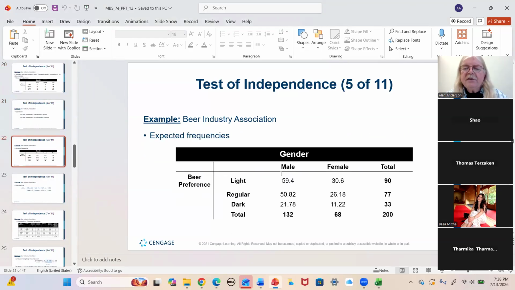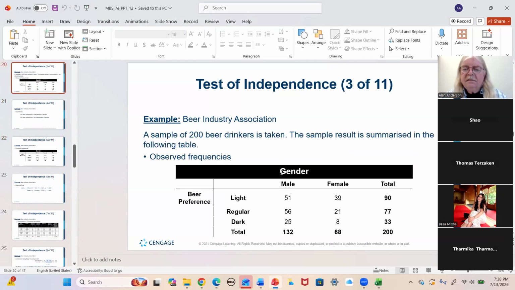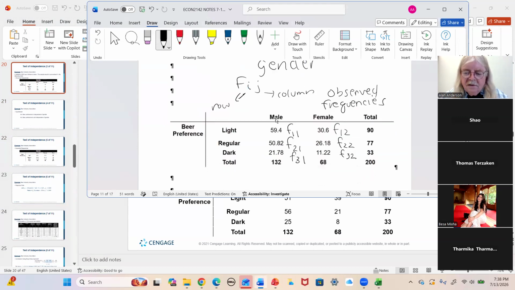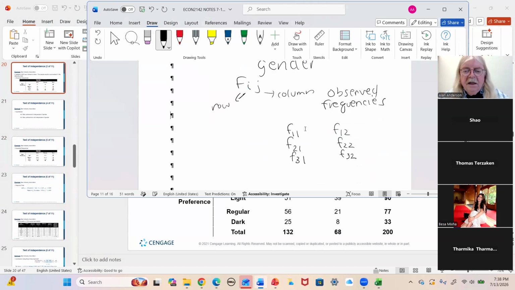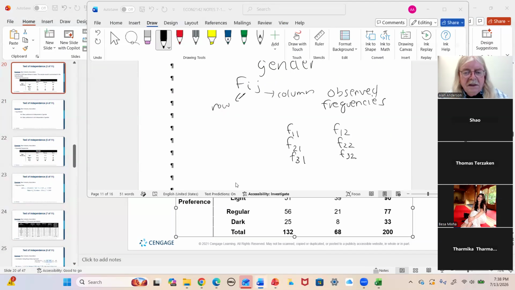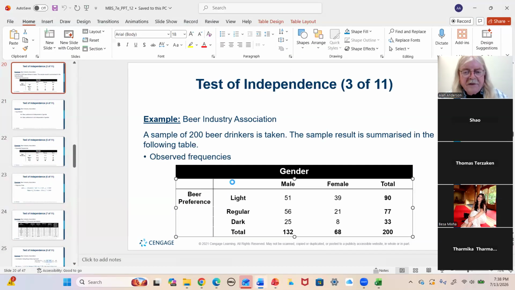Take the actual data right here. Let's make sure we got this straight. So that means that this table is not correct. It's this one. I got it wrong. I'd still be able to say that.